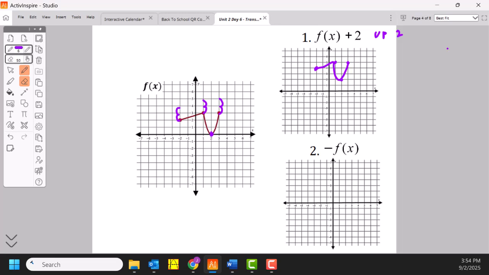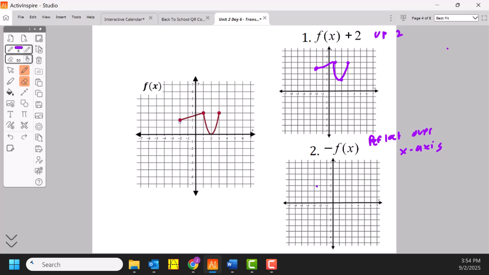All right, I want you to pause the video and try number 2 now. Okay, welcome back. So for number 2, we're reflecting, and it helps us spell reflect, right? Reflect over the x-axis. So all that means is we're going to take every point above the x-axis and move it to the bottom, every point below and move it to the top.